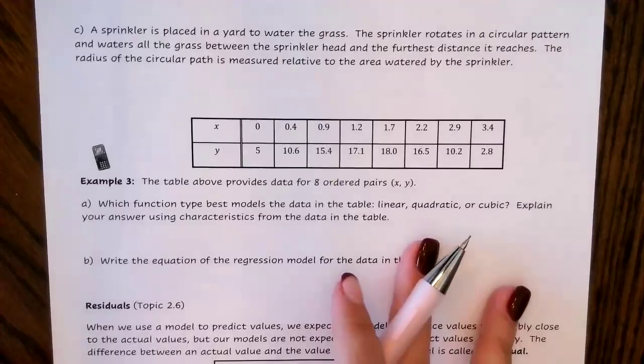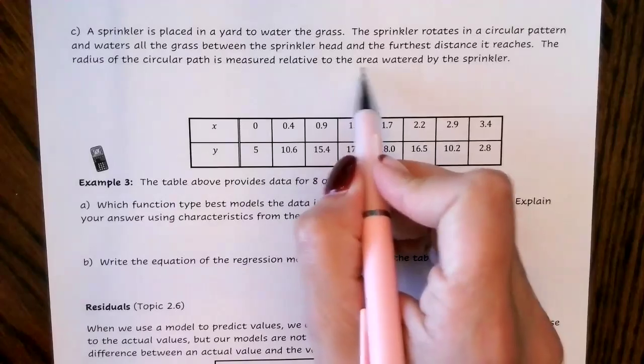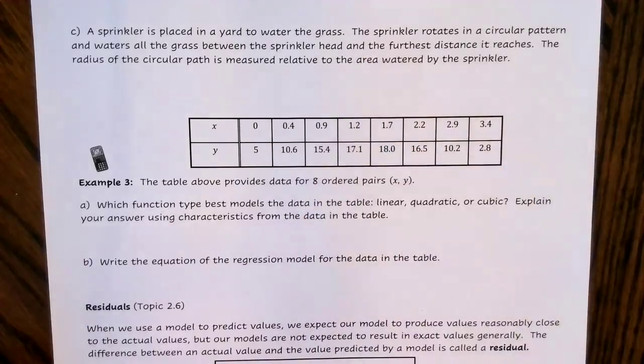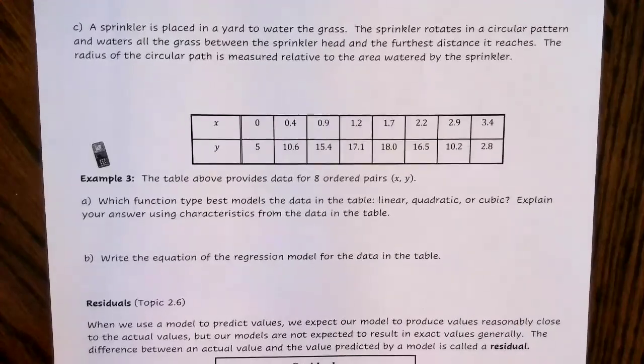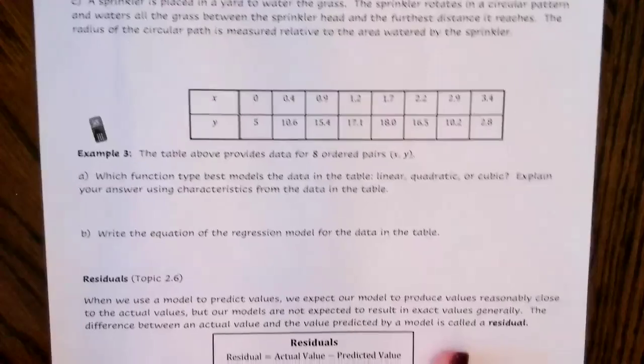A sprinkler is placed in a yard to water the grass. The sprinkler rotates in a circular pattern and waters all the grass between the sprinkler head and the furthest distance it reaches. The radius of the circular path is measured relative to the area watered by the sprinkler. Area, again, that's quadratic. We know that from geometry that area is quadratic, so we would want to do a quadratic regression for that. So that's what we're looking at in context of the problems, really thinking through what it is talking about and what kind of function would best model that.